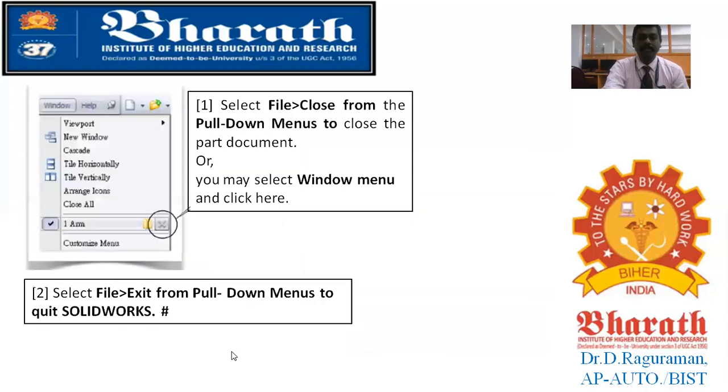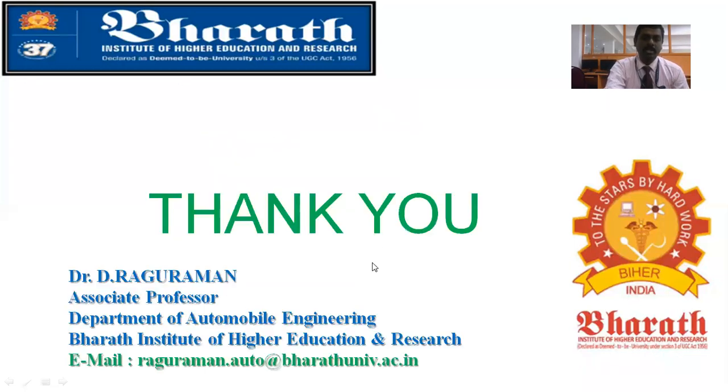So once you complete it, you can see the ARM part model you created. If you select the File pull down menu, you can close the part document, and you can also select the Window menu and click here. Here you will have a close button, and there you can also close SolidWorks. That way you can exit the pull down menu as well as quit SolidWorks. By closing here, you will be quitting SolidWorks.